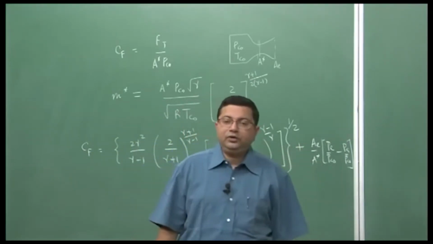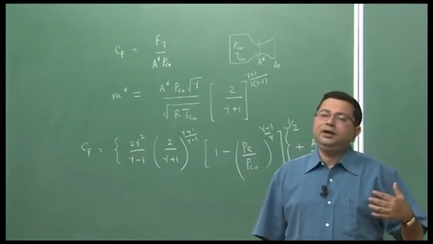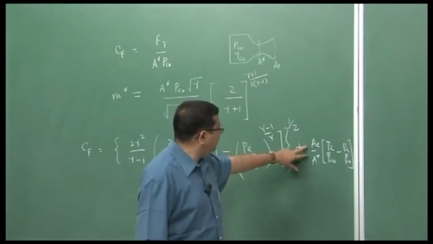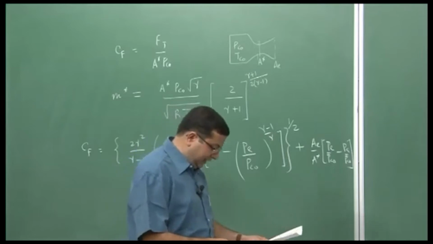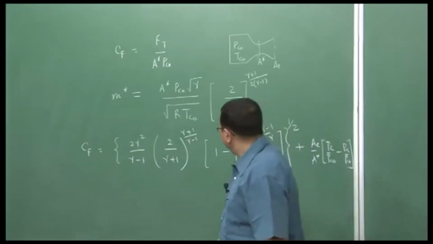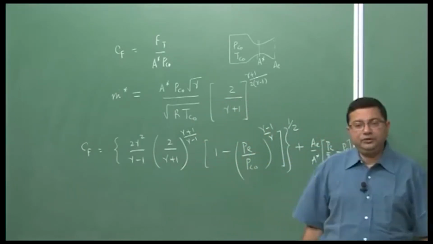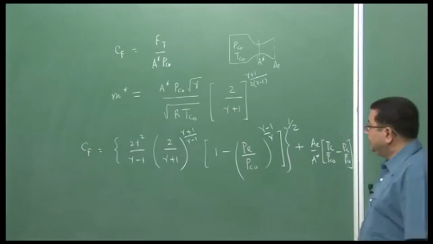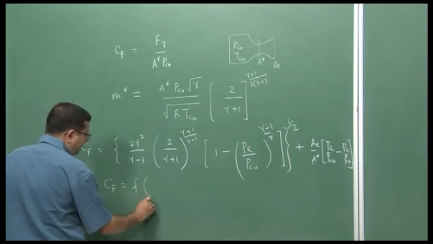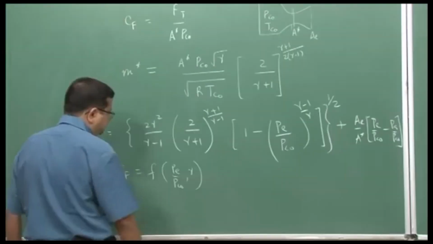However, we have shown before that the area ratio is a function of Mach number, therefore, for the isentropic case, it is a function of pressure ratio. Therefore, the area ratio is a function of pressure ratio. So, we can eliminate this area ratio from here, and we can get it completely as a function of pressure ratio, and we had discussed that. So, what we have shown is that C f is a function of the pressure ratio and gamma.